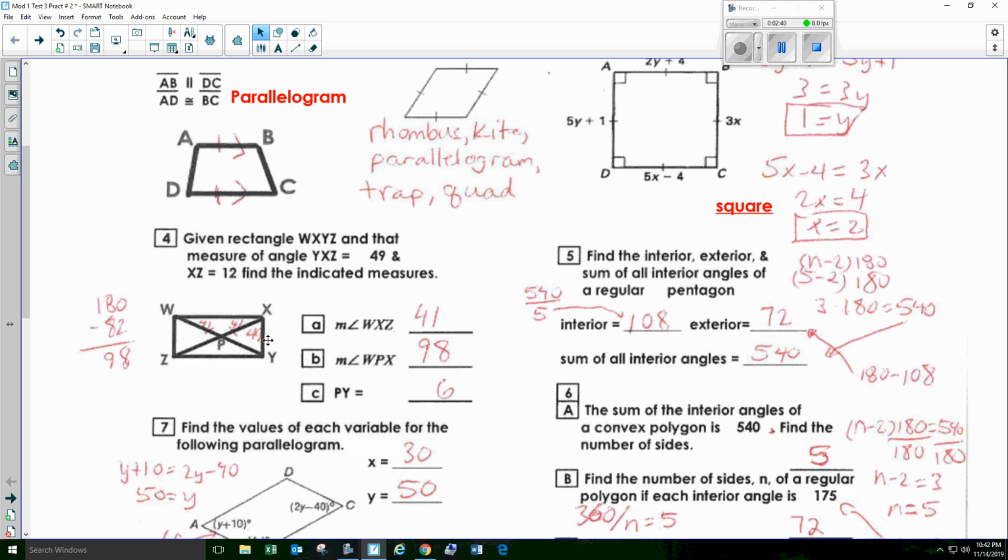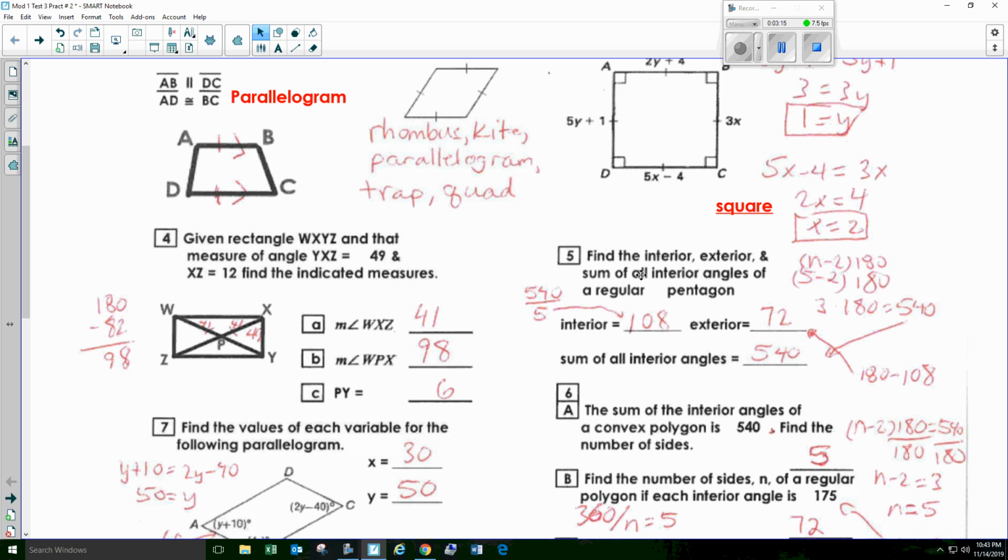Okay, so y, x, z, this angle right here is 49 degrees. Well, since this is 90 degrees, 90 minus 49 is 41 for right here. We just said since the diagonals bisect each other and they're congruent, this is an isosceles triangle right here. So base angles are congruent, the isosceles triangle theorem. Since that's 41, that's 41. And this right here is a triangle, so 41 plus 41 is 82. Subtract that from 180 and you get 98 degrees for WPX. And then lastly, XZ, the whole diagonal, is 12. Well, we only want half of it, PY. So half of 12 is 6.